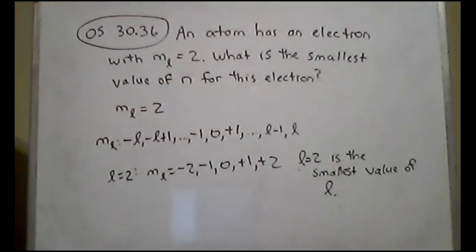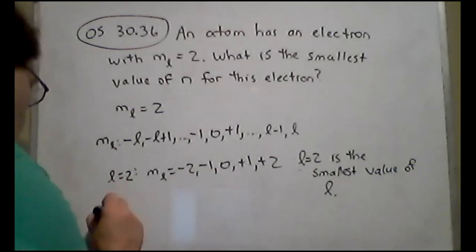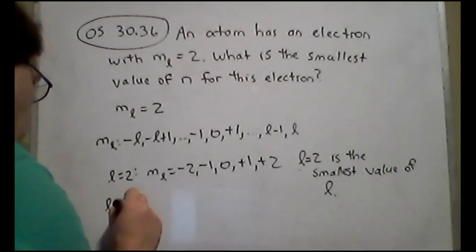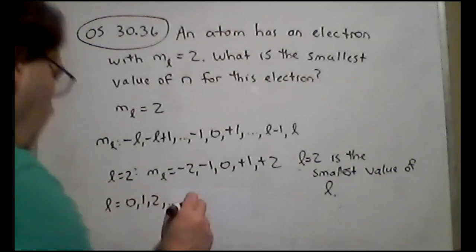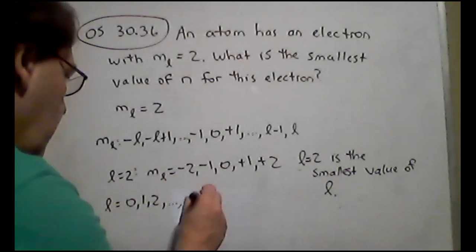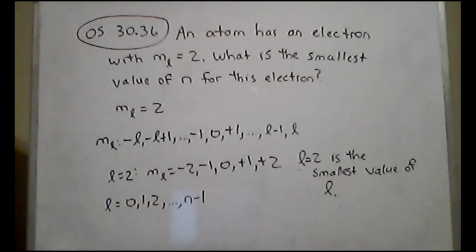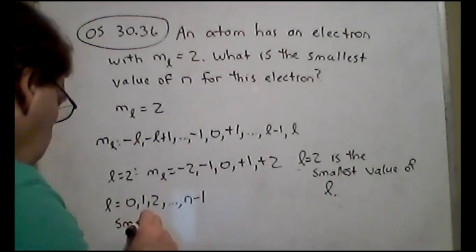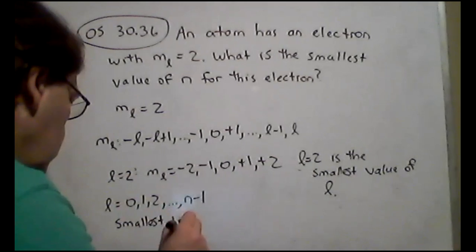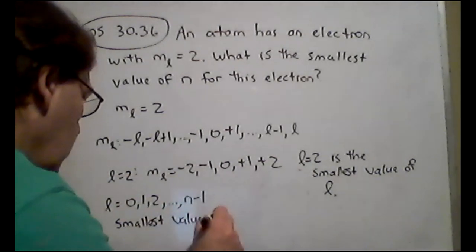Now, how does L relate to n? Well, remember, L can take on the values of 0, 1, 2, all the way to n minus 1. That means that if the smallest value of L is 2, then n has to be at least 1 bigger. So that means that the smallest value of n is 3.